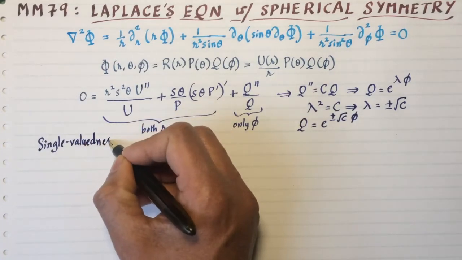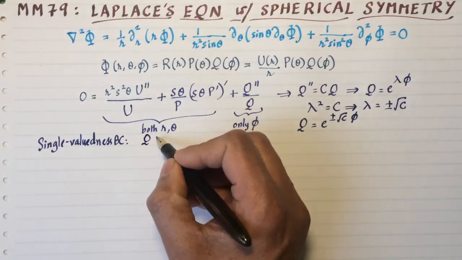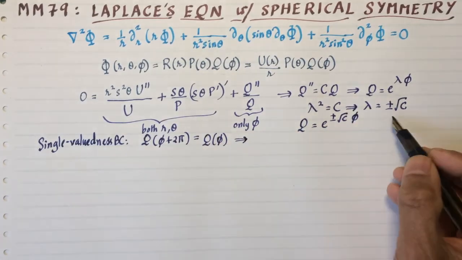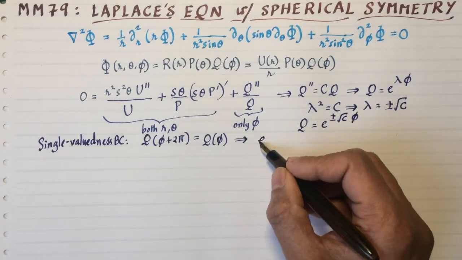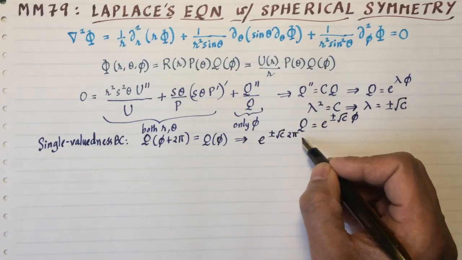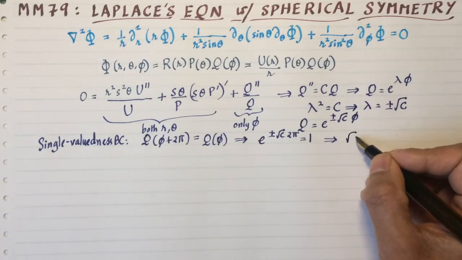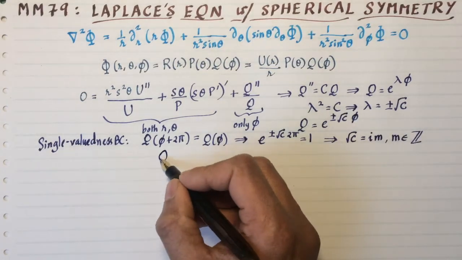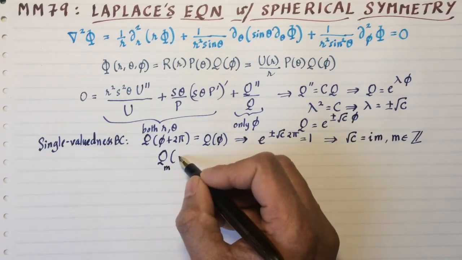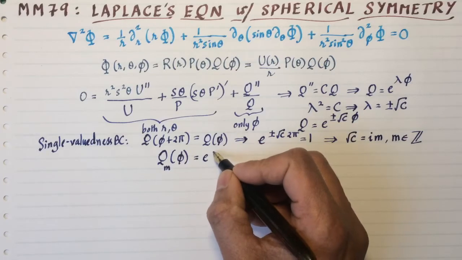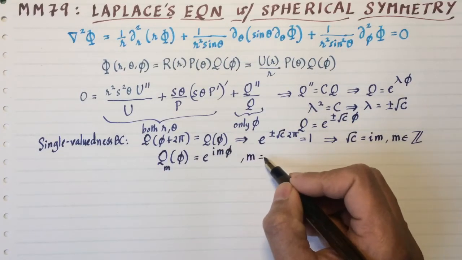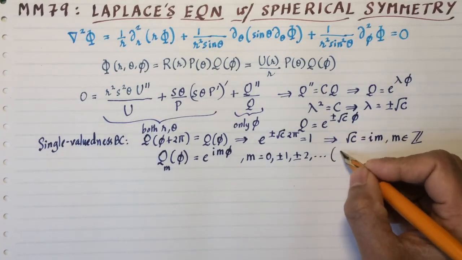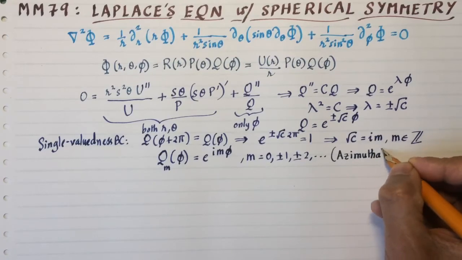So the single valuedness boundary condition tells us that Q of phi plus 2 pi must equal Q at coordinate phi. And this automatically puts a restriction on what possible values of c I can have. If I do this, I get e to the plus or minus root c times 2 pi equal to 1. And that's only possible thanks to Euler's formula if root c equals i m for all integer values of m. So we can get the azimuthal part. It's indexed by this quantum number m. It's discrete rotations, e to the i m phi, with m equals 0, plus or minus 1, plus or minus 2. Because of its frequent applications in hydrogen atom theory, this is called the azimuthal quantum number. That is, the integer m is called that.